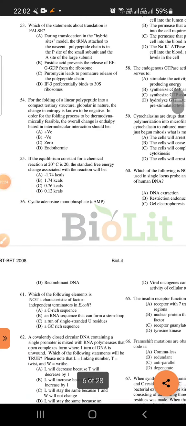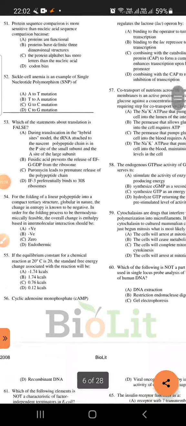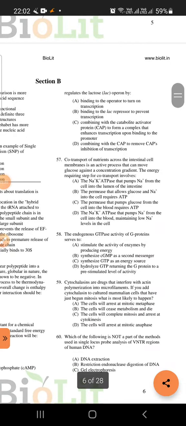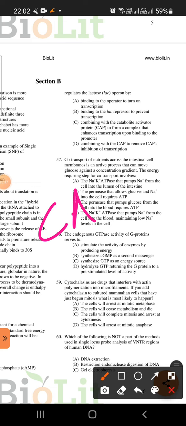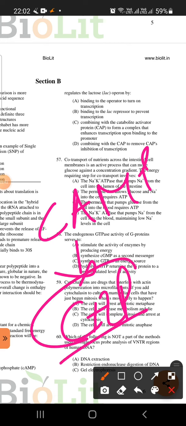Then comes question number 56, which is saying: cAMP, that is cyclic adenosine monophosphate, regulates the lac operon by. We all know that wherever cAMP is involved, it will also involve one of the proteins called cAMP activating protein, right?